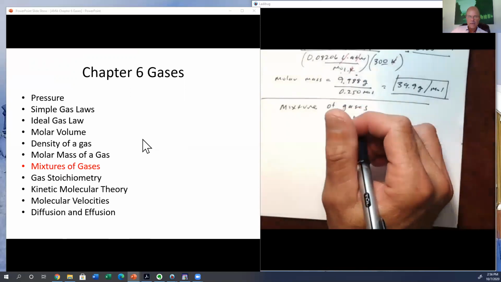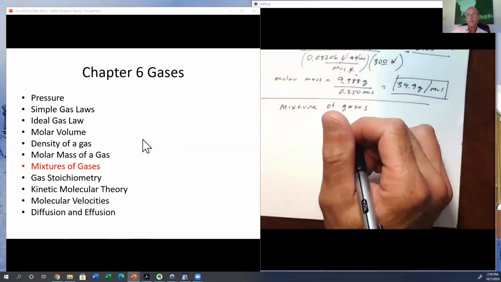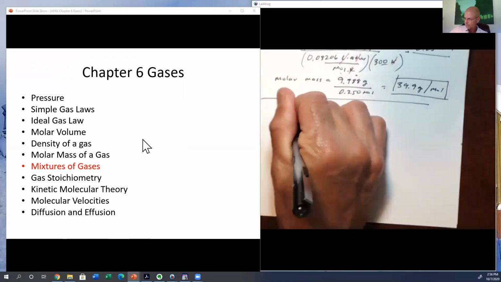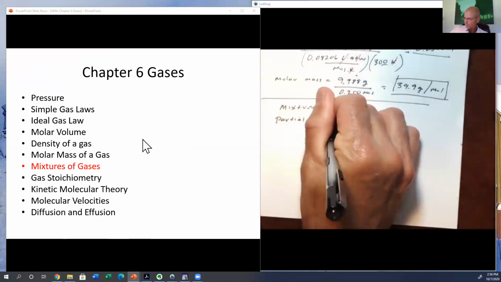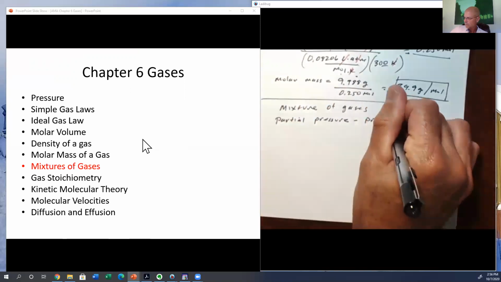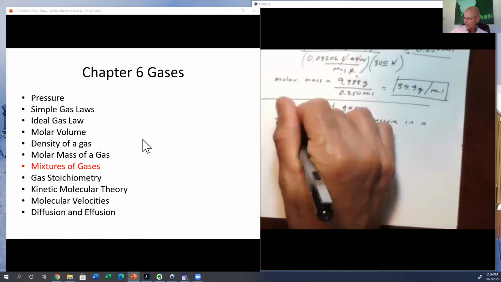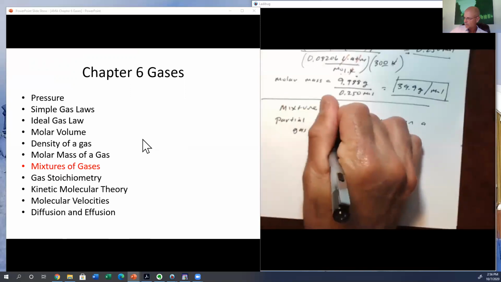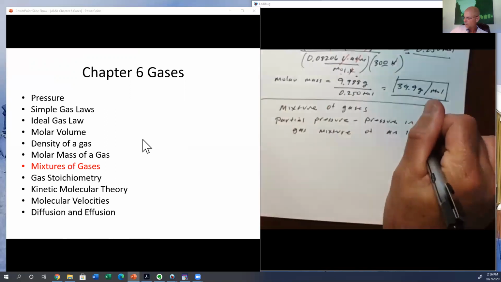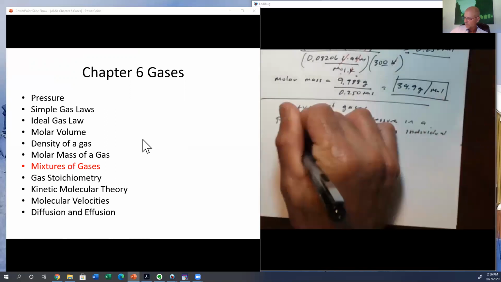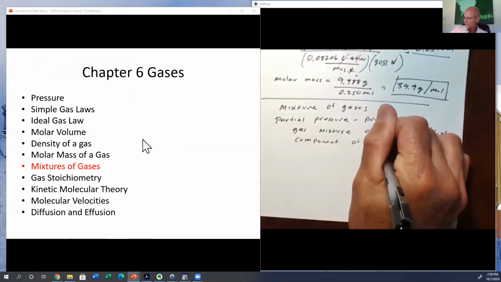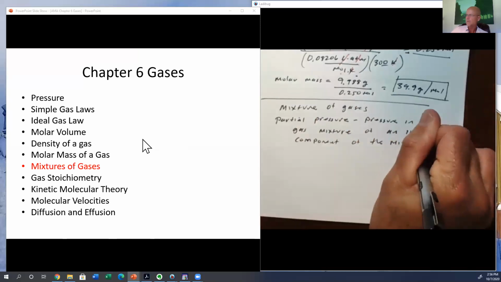But we're going to define something called the partial pressure, which is the pressure in a gas mixture of an individual component of the mixture. All right.